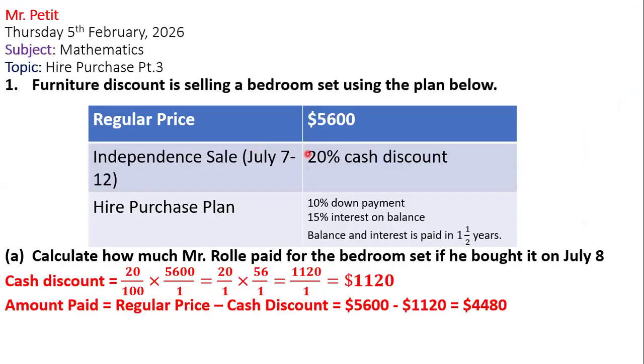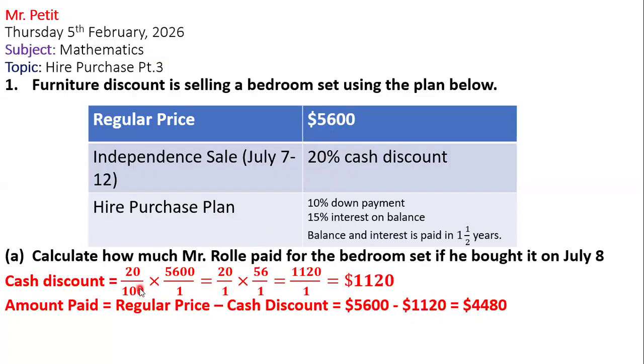For the first part, we had to find out the cash price, which means we have to apply the discount. So what is the percentage discount? It's 20%. 20% of what? 5,600. Very good. So how do we get the 20%?